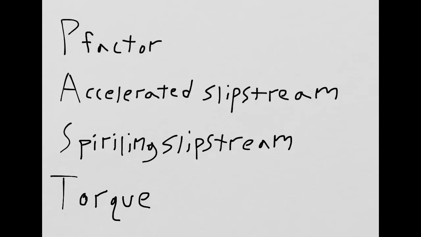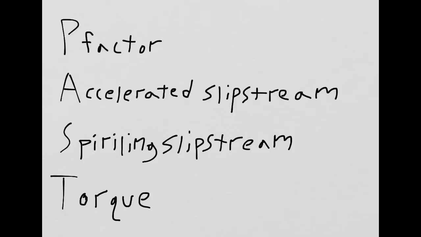So in order to identify the critical engine, there's a number of factors that we have to look at. And I like to use the acronym PAST. So this stands for P factor, accelerated slipstream, spiraling slipstream, and torque.